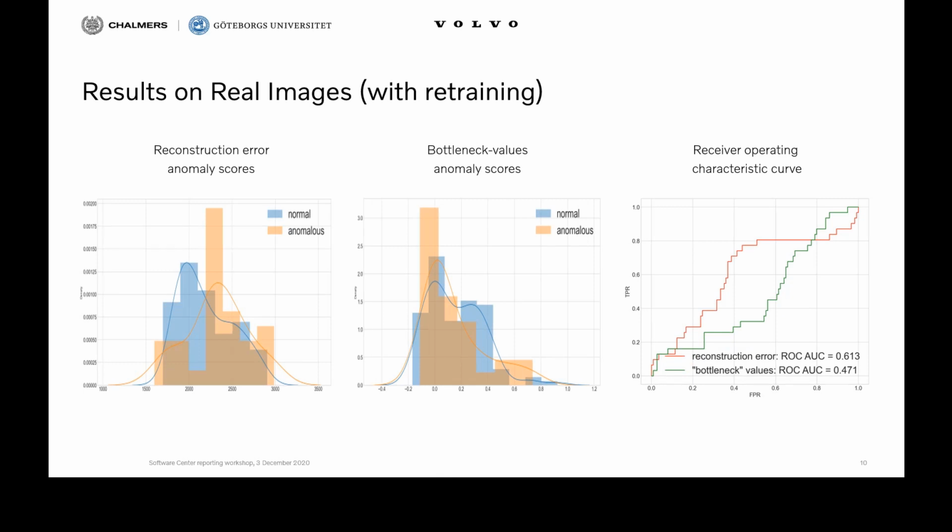But we also retrained this autoencoder with a new set of real images with empty roads, and estimated anomaly scores in this case, and we got these pictures. For the reconstruction error, it improved anomaly detection a little bit. We can see that the two distributions of anomaly scores shift a little bit away from each other, but for bottleneck values, the distribution again looks the same, and the receiver operating curves and ROC-AUC metrics reflect the same behavior. So for the bottleneck values, it stayed the same, almost random guessing when predicting anomalies. The reconstruction error is a little bit better, but still 0.6 is not a good ROC-AUC metric for anomaly detection.